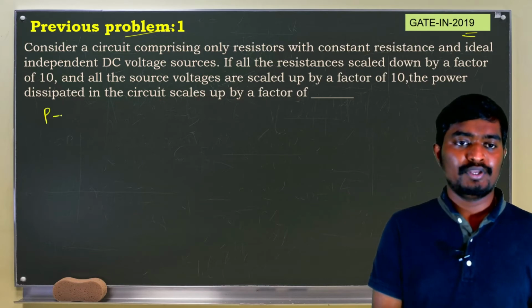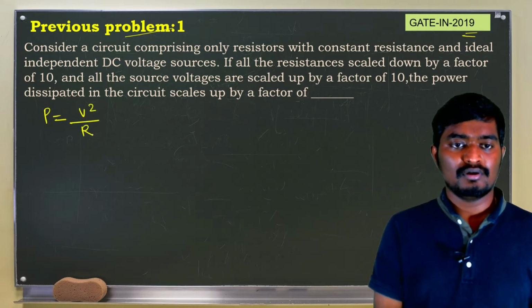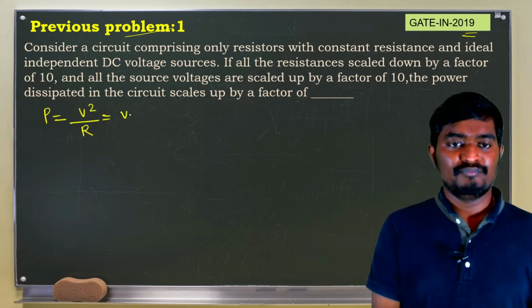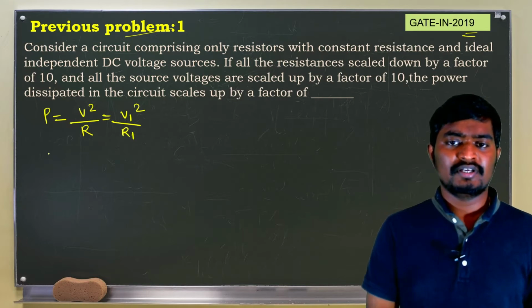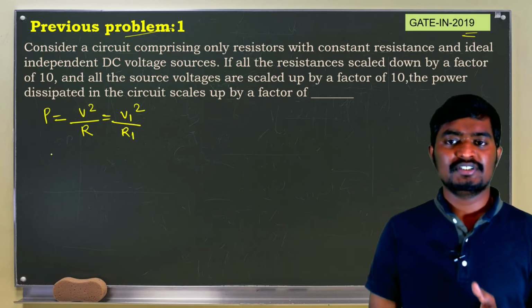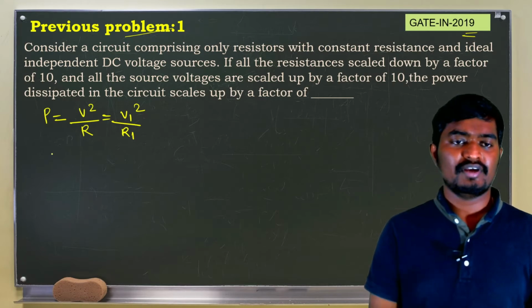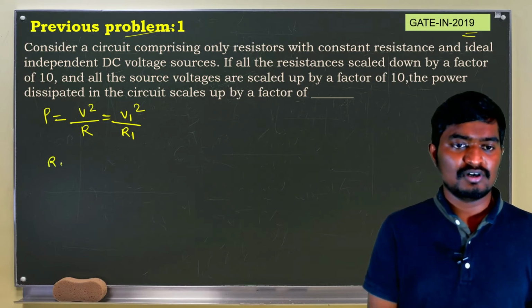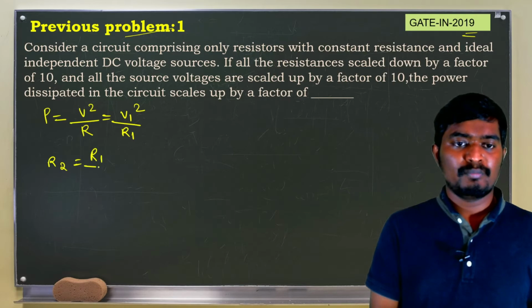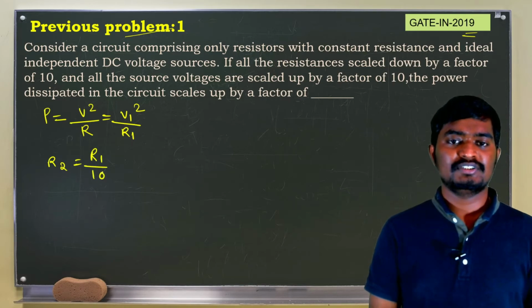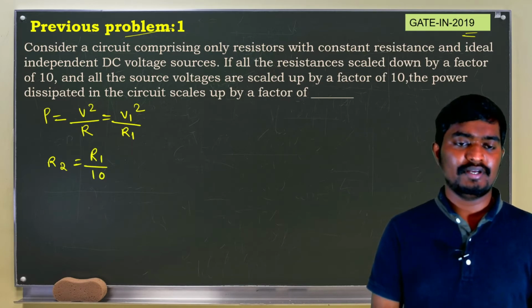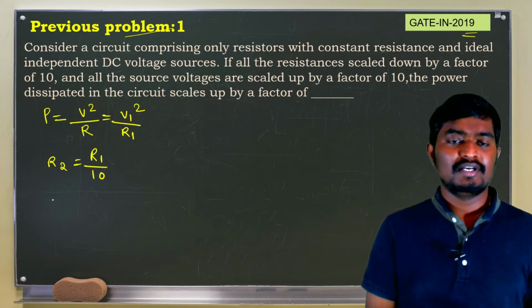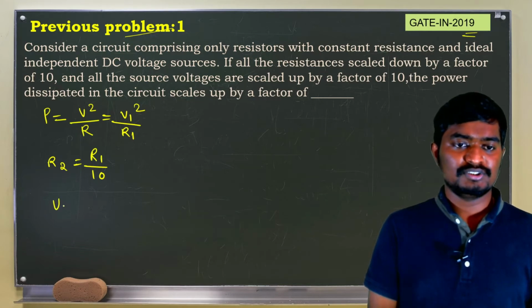We know P equal to V square by R. It can be written as V1 square divided by R1. In the question, it is given that all the resistances are scaled down by a factor of 10. Means resistance R2 equal to R1 by 10. Means all the resistances are scaled down by 10 times. And voltages are scaled up by a factor of 10. Voltage V2 equal to 10 times V1.